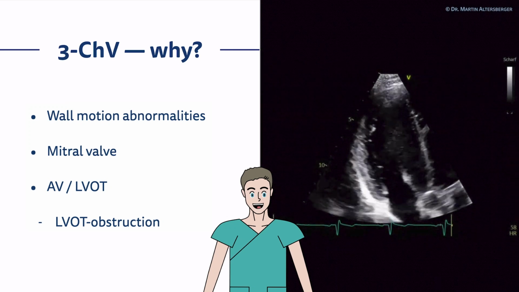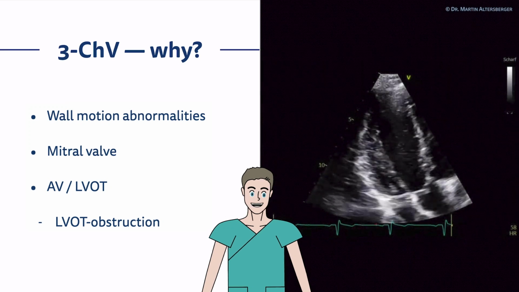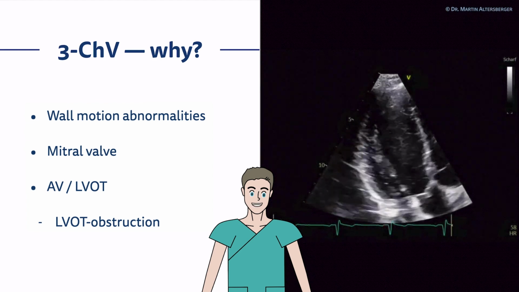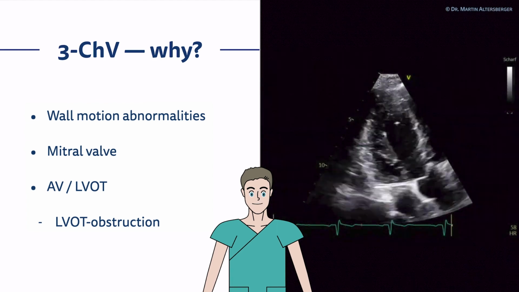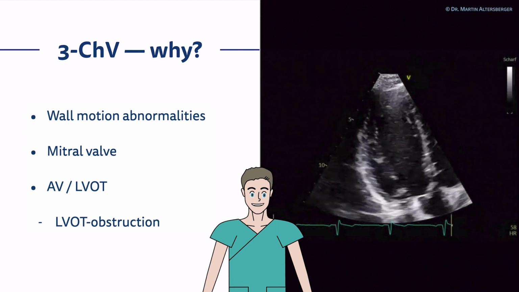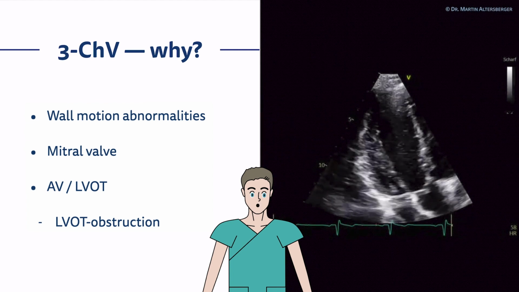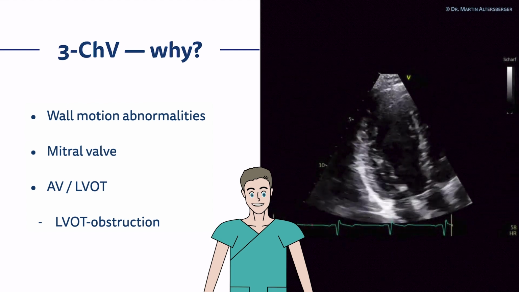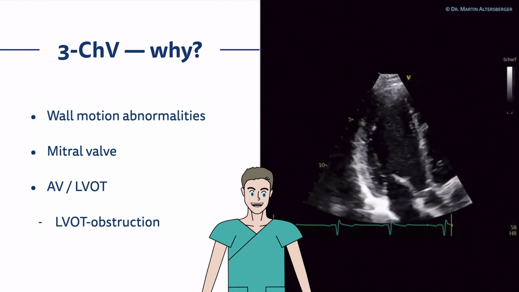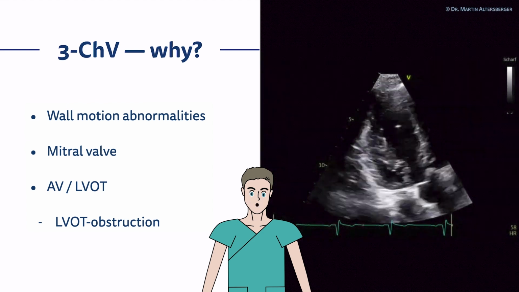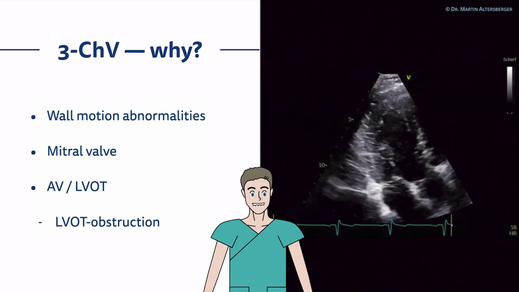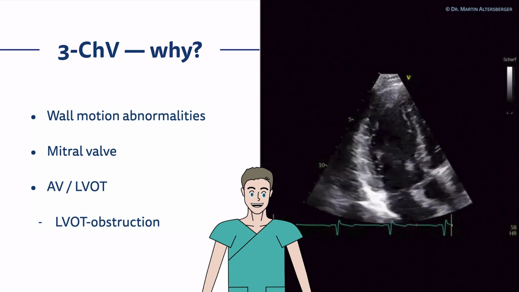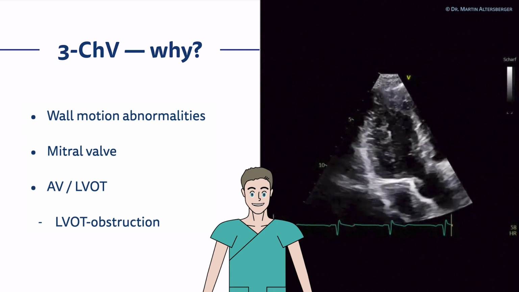Why the 3 chamber view? Why the apical long axis view? Well, wall motion abnormalities we discussed. Thrombi, hypertrabeculations, thickening of the left ventricular walls, strain imaging. You want to visualize the mitral valve, the aortic valve, the LVOT, to see LVOT obstruction, aortic stenosis. So it's also an important view to have in each and every echocardiographic exam.